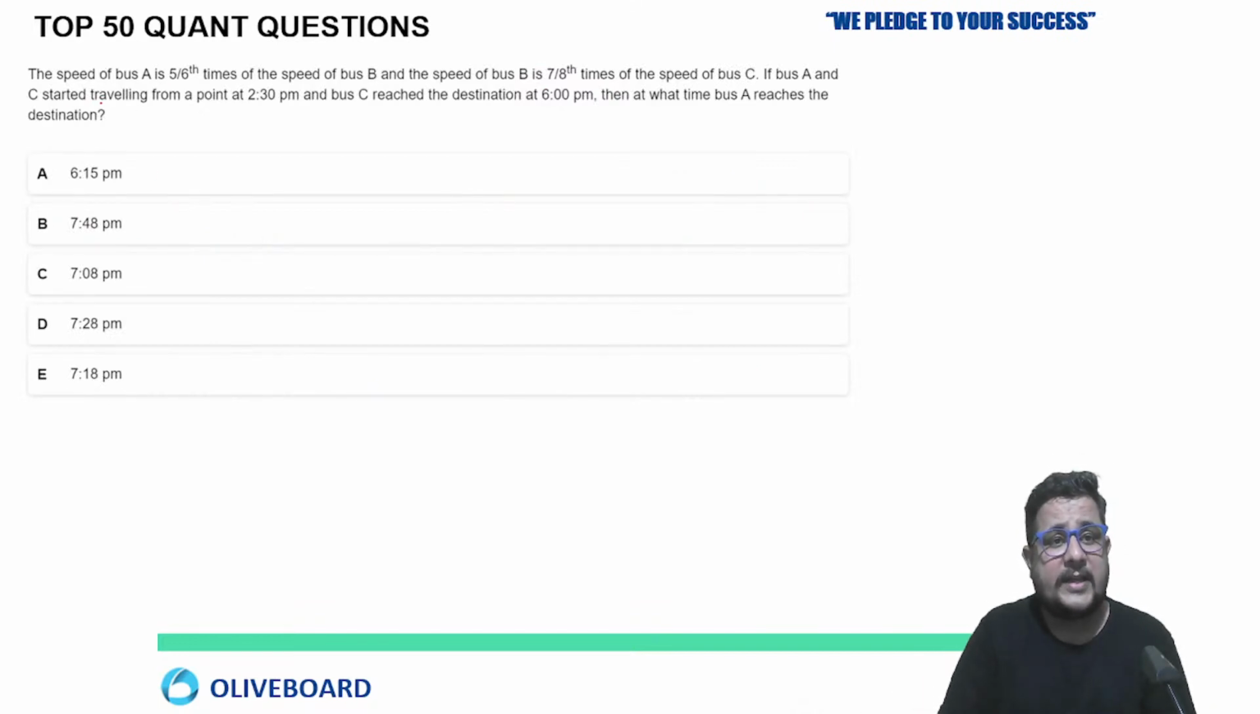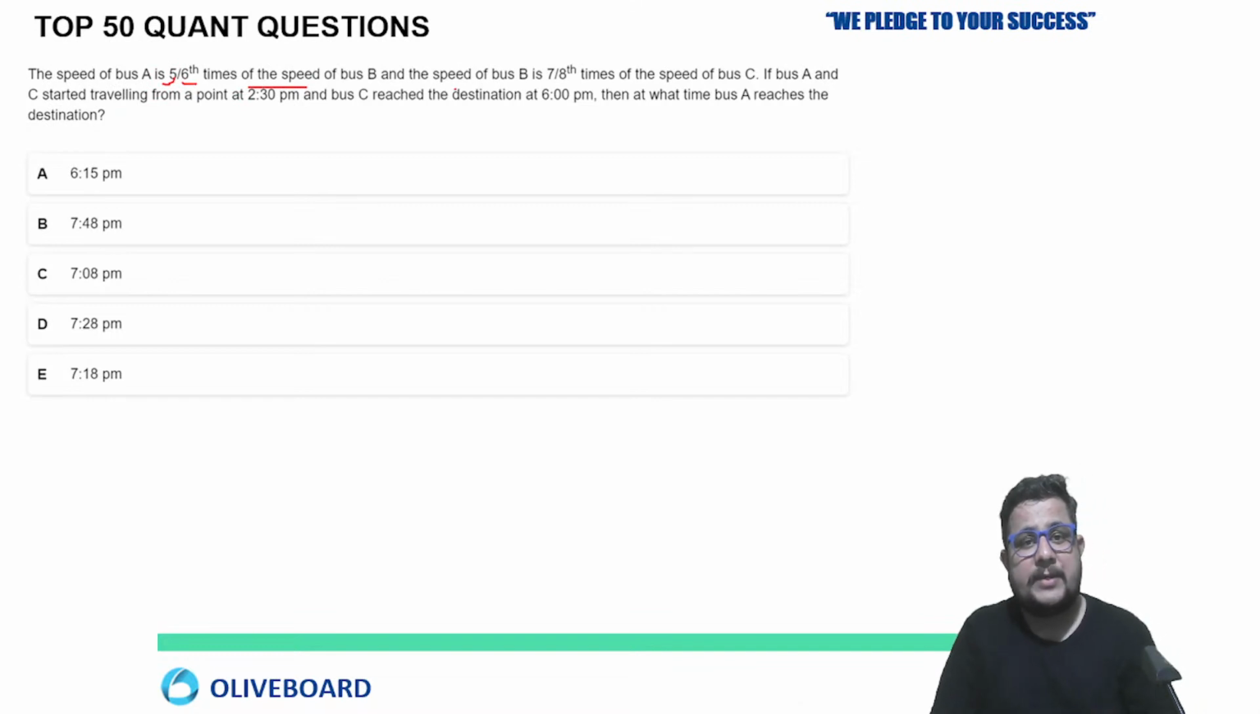Now let's move on to the next. The speed of bus A is 5 by 6 times the speed of bus B, and the speed of bus B is 7 by 8 times the speed of bus C. If buses A and B start traveling from a point at 2:30 p.m. and bus C reaches the destination at 6 p.m., then at what time does bus A reach the destination?